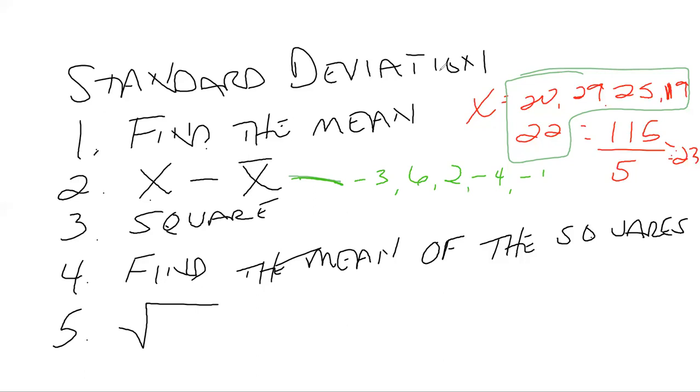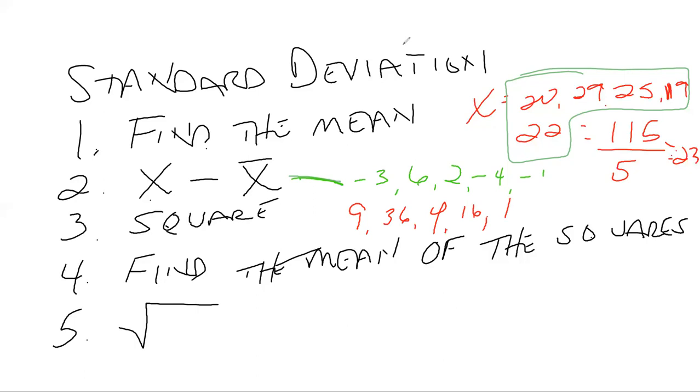Next, I'm going to square each of those. Square negative 3, I get 9. Square 6, I get 36. Square 2, I get 4. Square negative 4, I get 16. And square negative 1, I get 1.